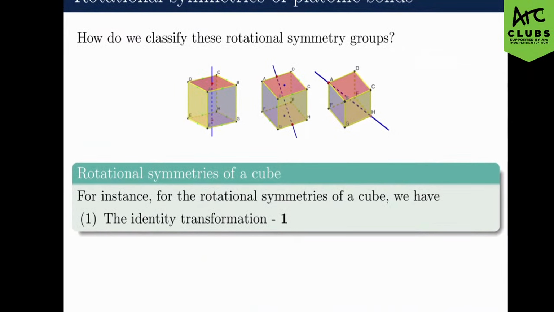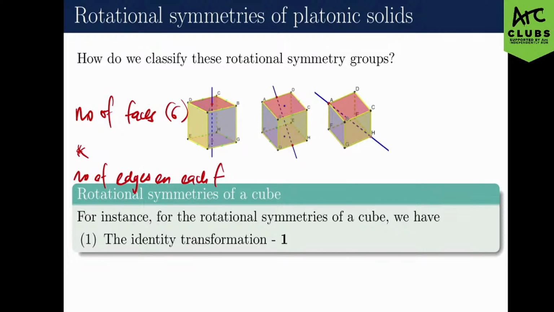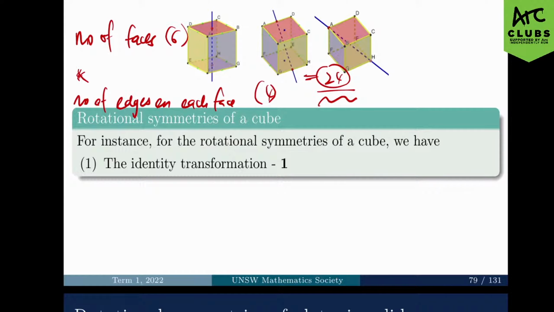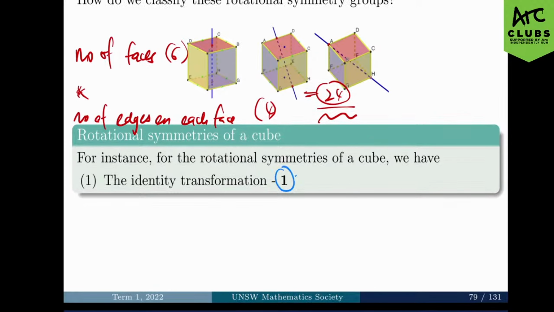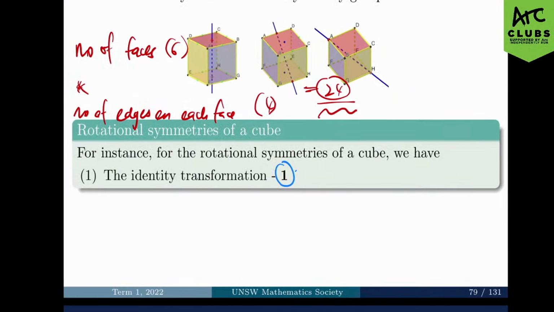So you can break down, remember the cube has how many rotational symmetries? Well, it's the number of faces, which is 6, times the number of edges on each face, which is 4. And that gives us 24. Right, so for this example, we've got the identity transformation, it makes up one of them, and somehow we need to get through the other ones. We need to get to 24 in total.